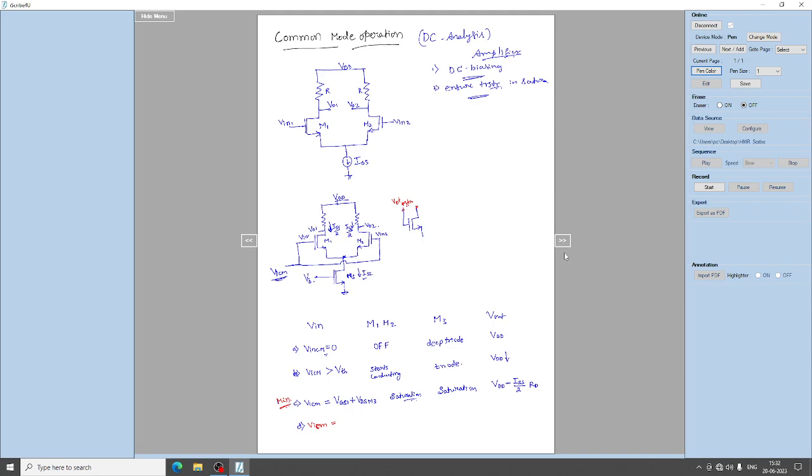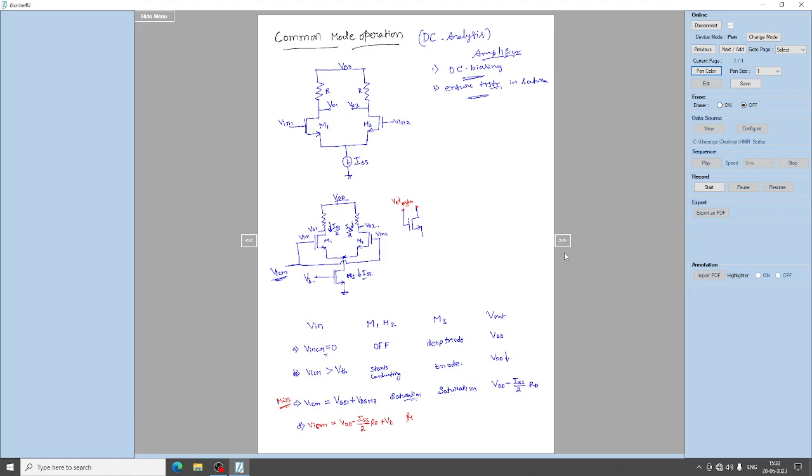So what is the drain value of this transistor M1? It is VDD minus ISS by 2 into RD plus VT. This is the maximum value you can give so that the transistor M1 is in the saturation region.